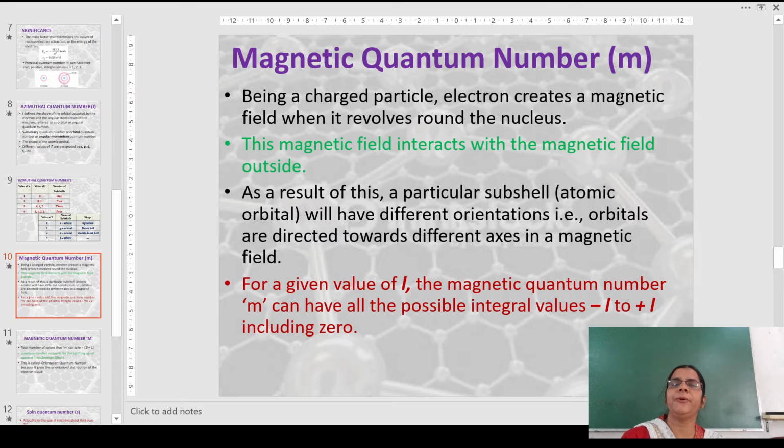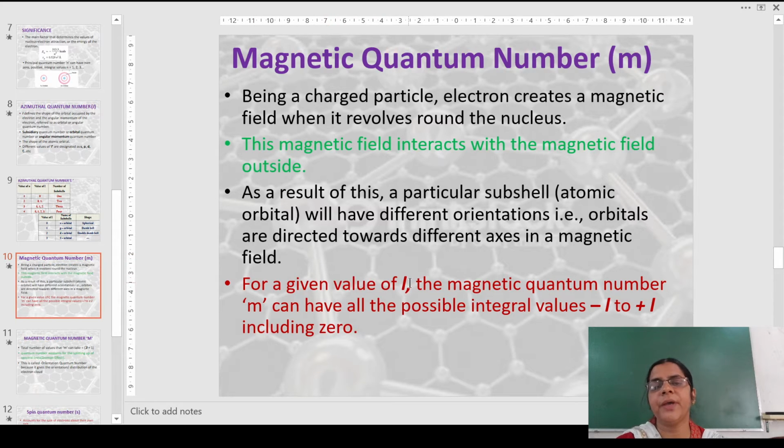Now coming to the magnetic quantum number, electron is a charged particle, and being a charged particle, it can create a magnetic field of its own as it is revolving around the nucleus. And when this magnetic field interacts with the magnetic field outside, it gives rise to a particular shell. As a result of this, a particular subshell will have different orientations. That is, the orbitals can be directed into different axes. So this gives rise to directional properties to the orbitals.